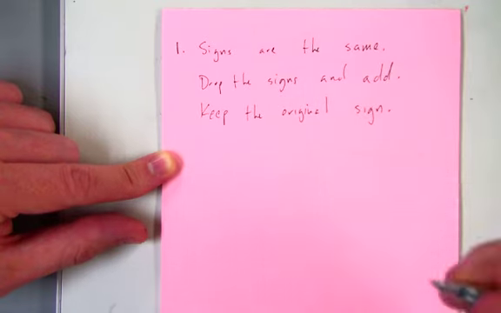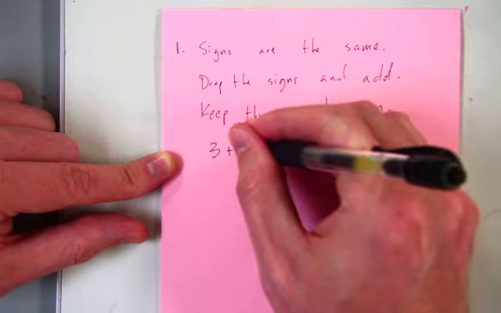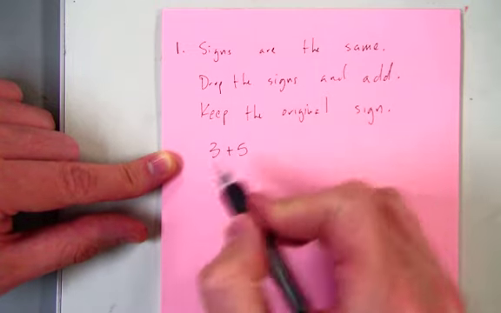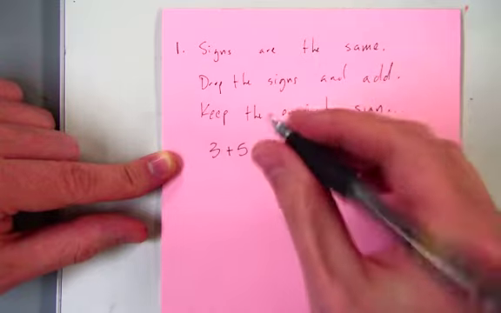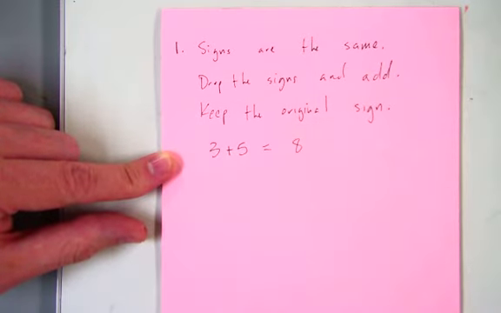Okay, so what is this going to look like? Well, the first one is really easy. It'd just be something like 3 plus 5, something we've seen before. 3 plus 5, we're going to drop the sign, so these are just positive numbers. We're going to add them, so 3 plus 5 is 8. And then we're just going to keep the original sign. Since both these numbers were positive, our answer is positive.